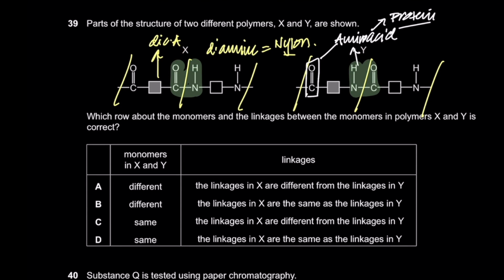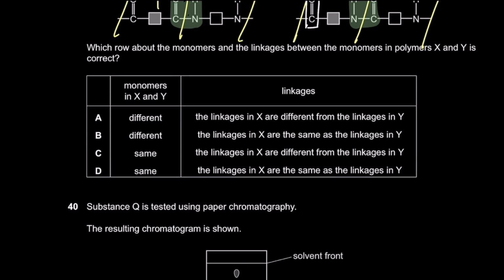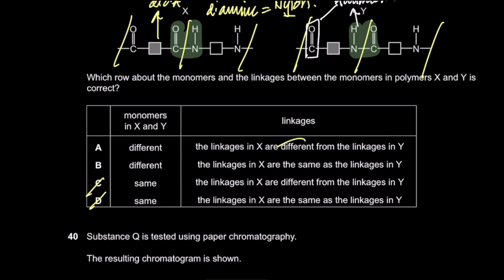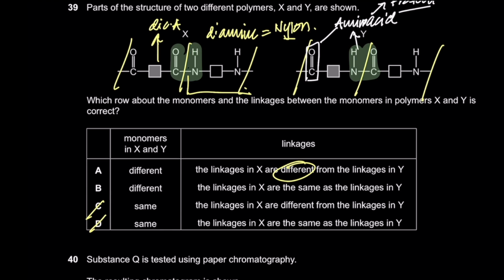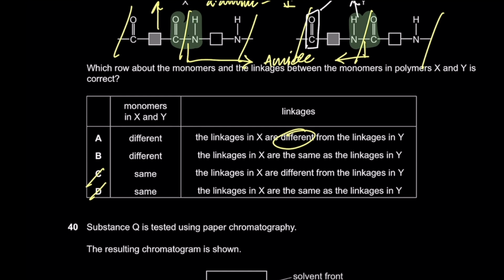That's a dicarboxylic acid and a diamine, and that's amino acid. So they're different, they're not the same. And the linkages of X and Y are different? No, they're the same. They're both the amide linkages. That's why they're both polyamides, but nylon is a synthetic polyamide and protein is a natural polyamide. So they have the same linkages.